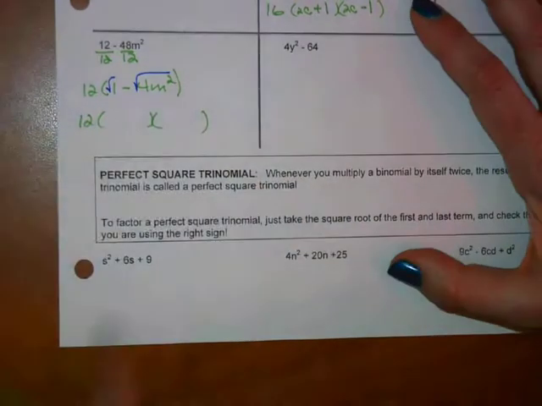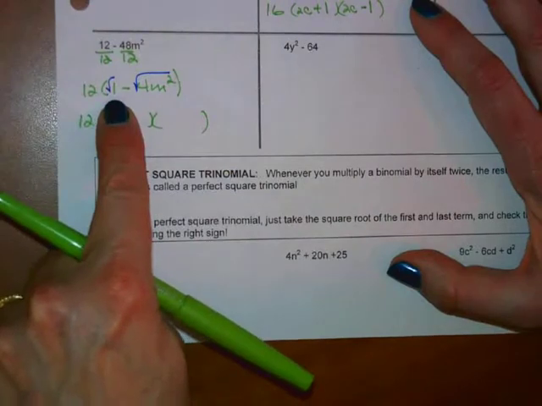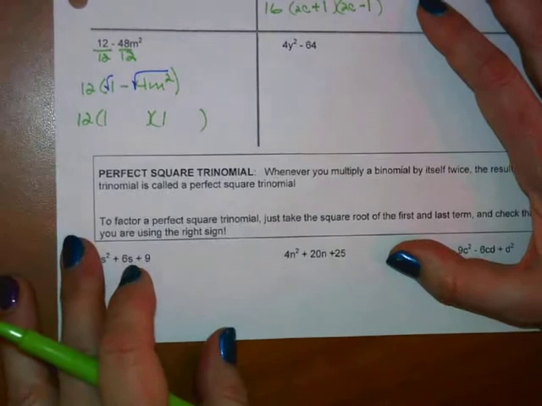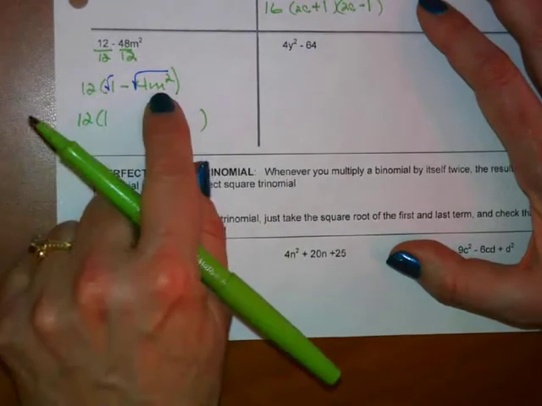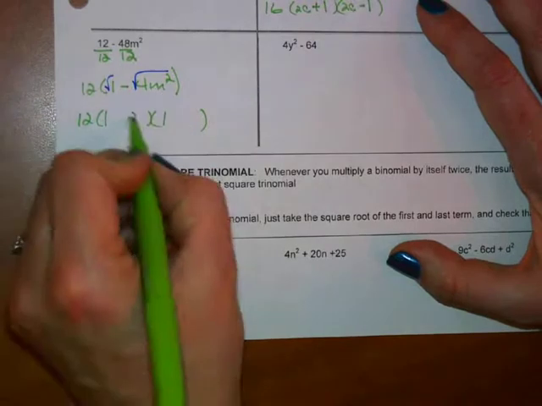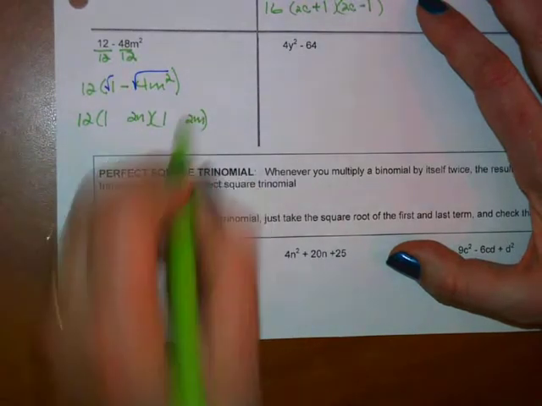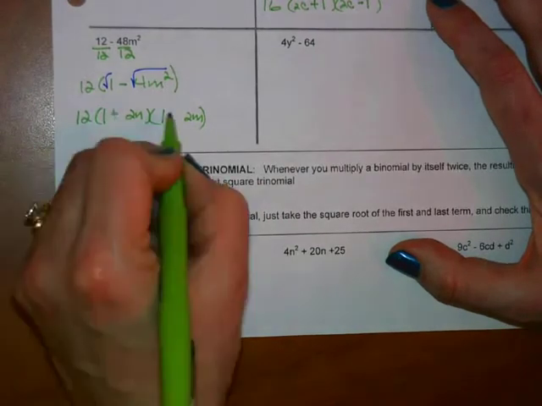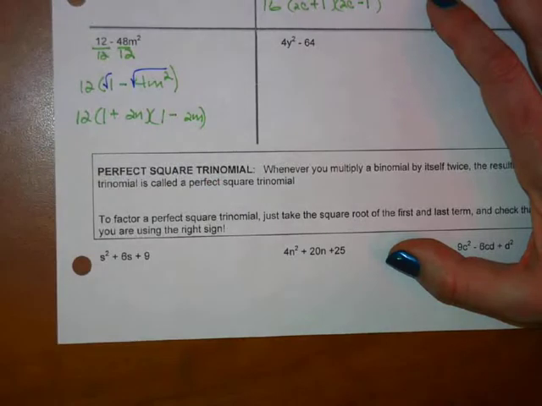So, what's the square root of 1? 1 and 1, right? That's all I care about. What's the square root of 4m squared? 2m. So that goes on the end, and that's fine. It's perfectly legitimate. There is no middle term, so what goes in the middle? Plus and minus. You've factored it. That's your answer.